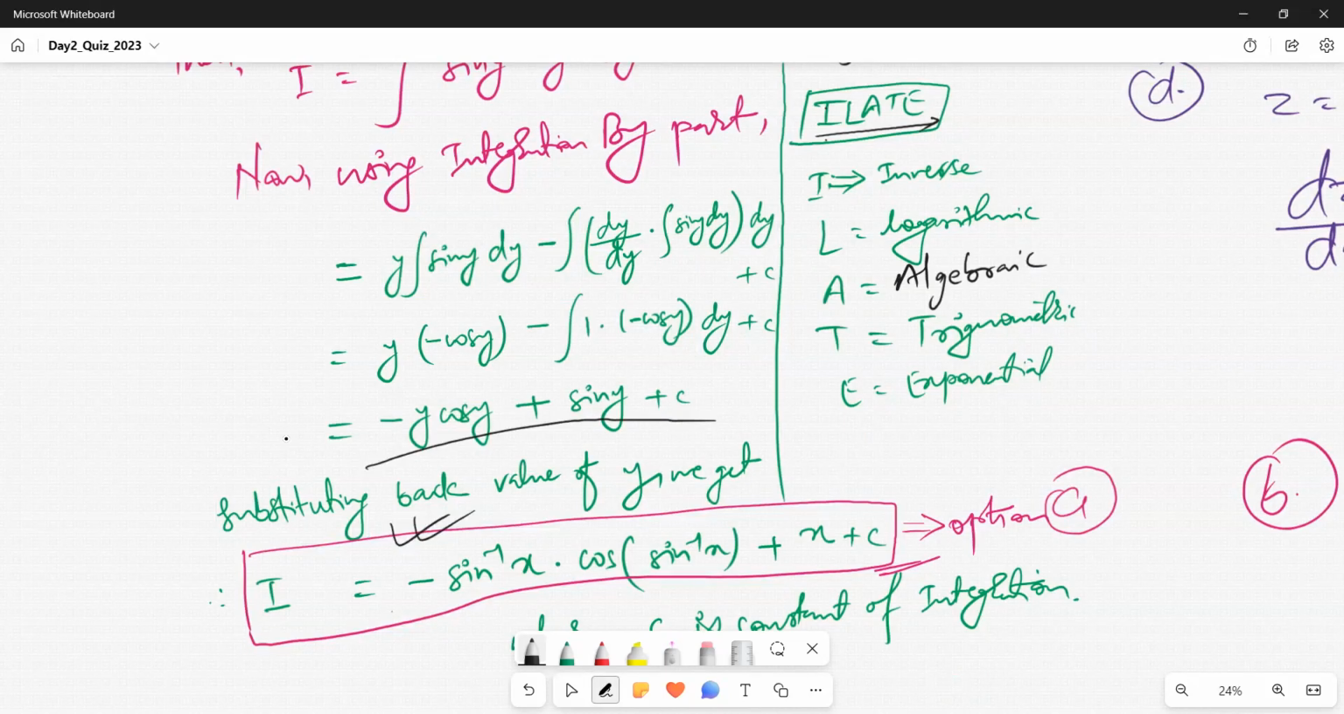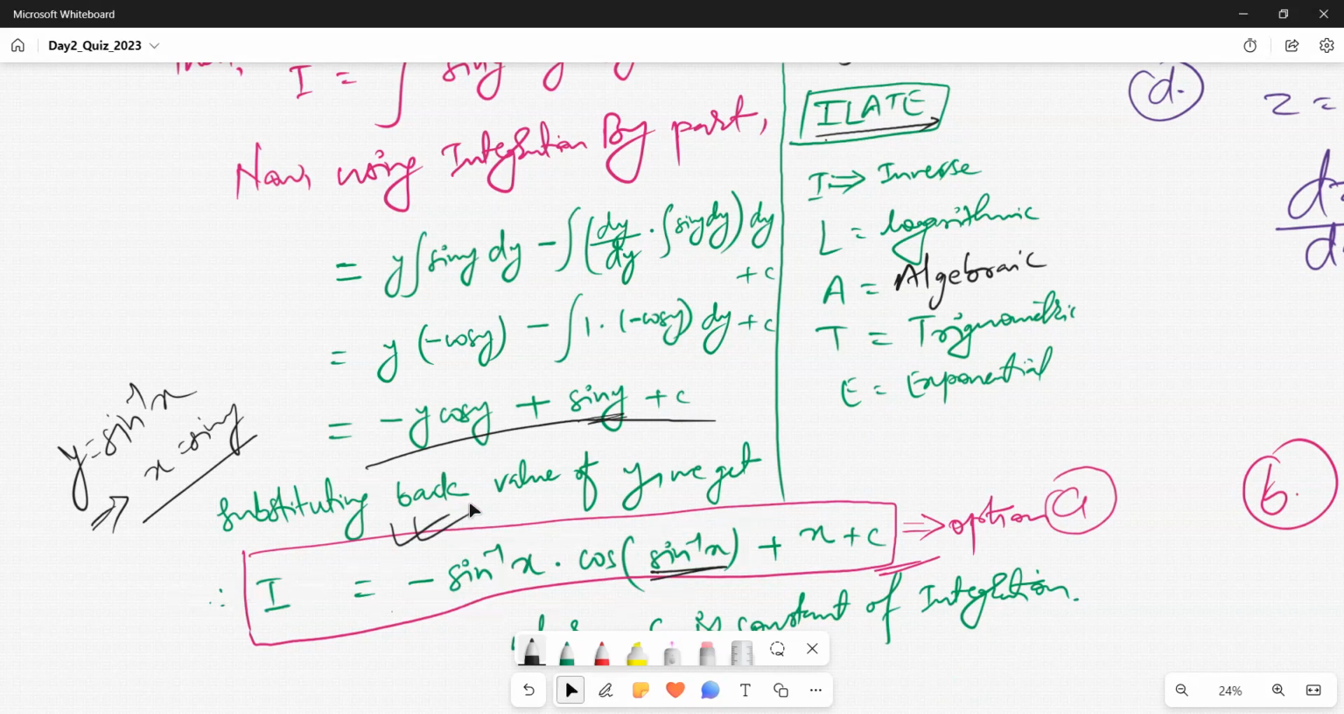Minus y, meaning sine inverse x, and again cos y, and in angle terms it will be cos of sine inverse x, plus sine y. We had put y equals sine inverse x, so what will it be? x equals sine y, right? So that is what we have written here. So finally after integration we got this.